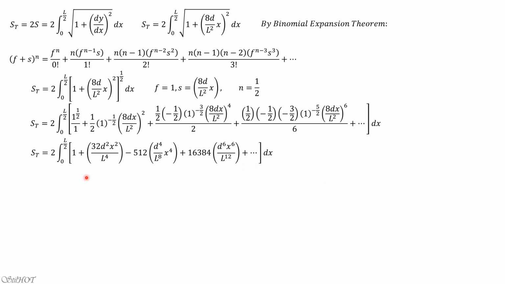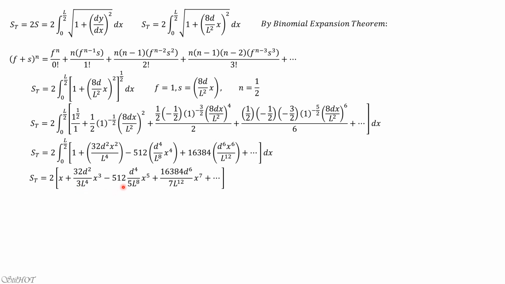And so forth. So of course the integral of 1 is x, 0 to L over 2 is L over 2. Integral of this term, don't mind the constant, you just copy that, x cubed over 3. And this is minus 512 d to the 4th over L to the 8 x to the 5 over 5. And 16,384 d to the 6 over L to the 12 x to the 7 over 7. So S total is equal to x plus 32 d squared over 3 L to the 4th x cubed. So supposedly x cubed over 3, so this is the 3.